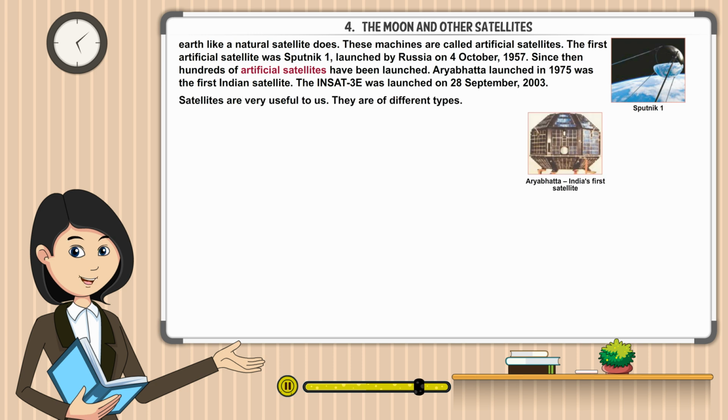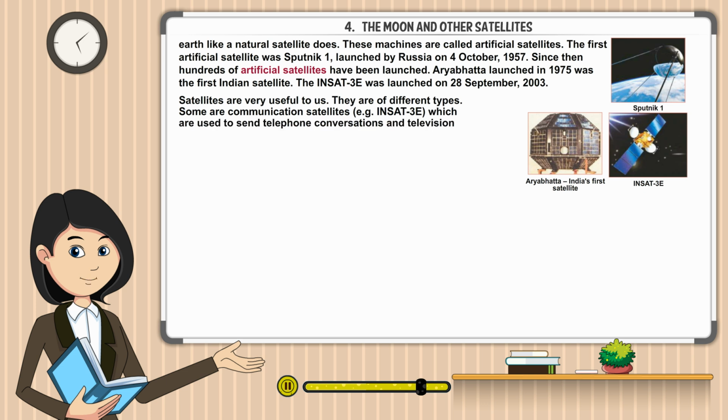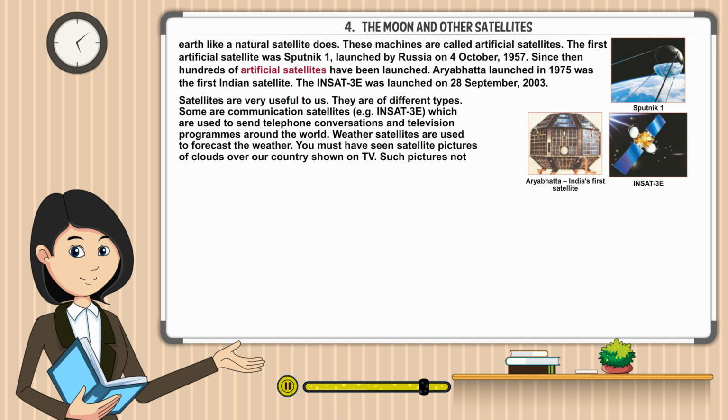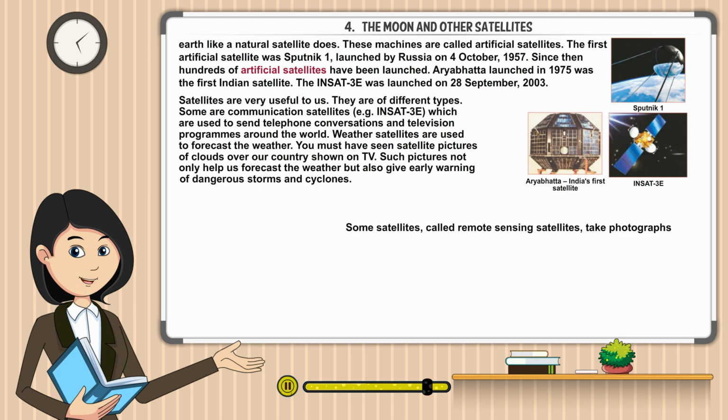Satellites are very useful to us. They are of different types. Some are communication satellites, example INSAT-3E, which are used to send telephone conversations and television programs around the world. Weather satellites are used to forecast the weather. You must have seen satellite pictures of clouds over our country shown on TV. Such pictures not only help us forecast the weather, but also give early warning of dangerous storms and cyclones. Some satellites, called remote sensing satellites, take photographs of the Earth to study the features of the Earth's surface.